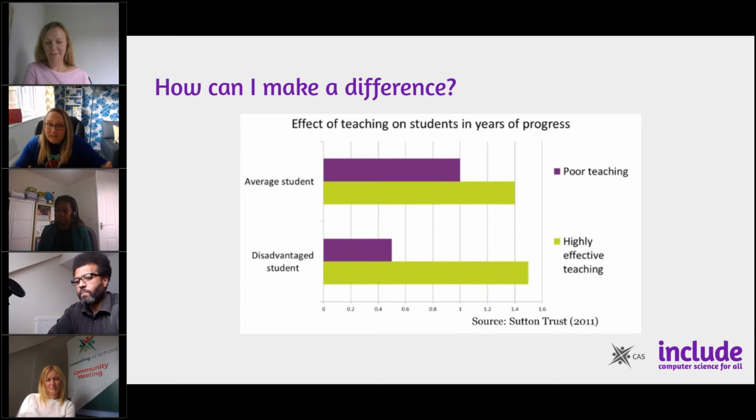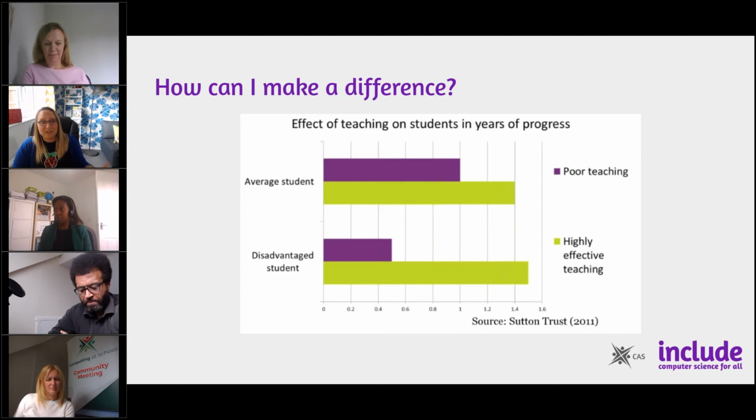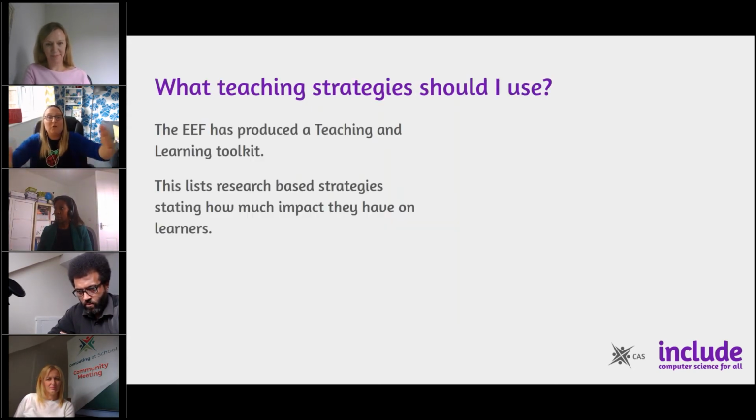But then if you look at a highly effective teacher, the average student is going to make over a year's progress, so 1.4 years progress, and a disadvantaged student is going to make even more progress. So it just shows how important it is for us to make sure that our pedagogy is great and we know what we're doing. And this is how we do it.